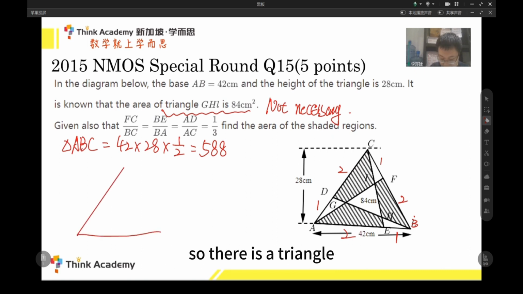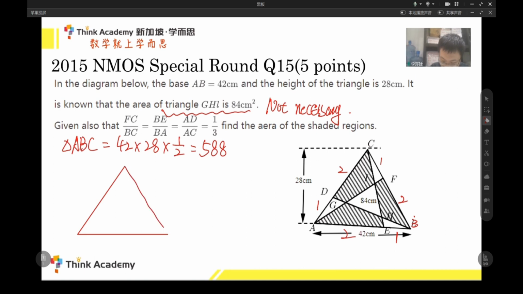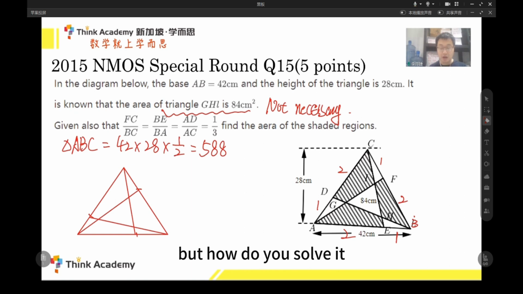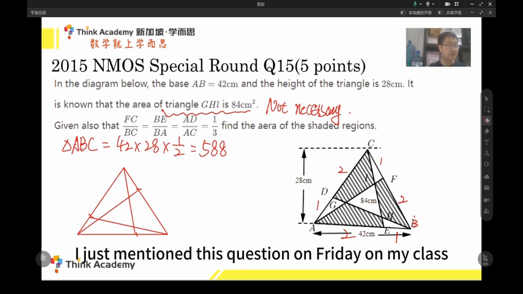So there is a triangle, with trisection points. I think it's here. So this question can be solved. But how to solve it? Maybe I leave it as homework. I just mentioned this question on Friday in my class, right?